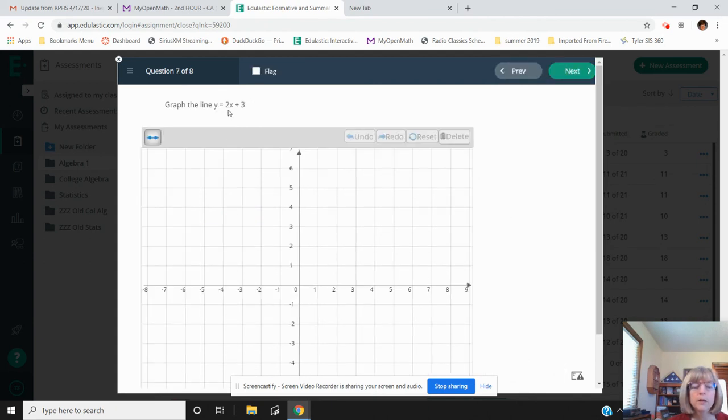Graph the line y = 2x + 3. So our line is in mx + b form. y = mx + b. So our y-intercept is here at 3. And our slope is 2. But remember, rise over run. Think of that as 2 over 1. So here's one of the points on your line. And you're going to count up 2 and to the right 1 to get the other point on your line.